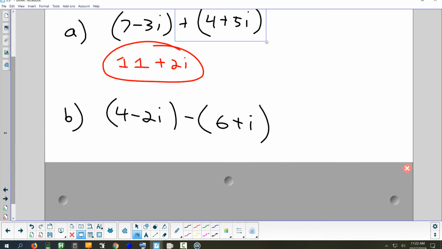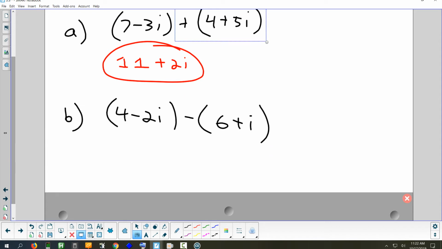Subtraction, pretty much the same idea as addition. But remember this. That negative, it's almost like it's distributed. It applies to both of them. So you're not just subtracting the 6, you're also subtracting the i as well. So anyone think they can tell me what you're going to get for a real part here?